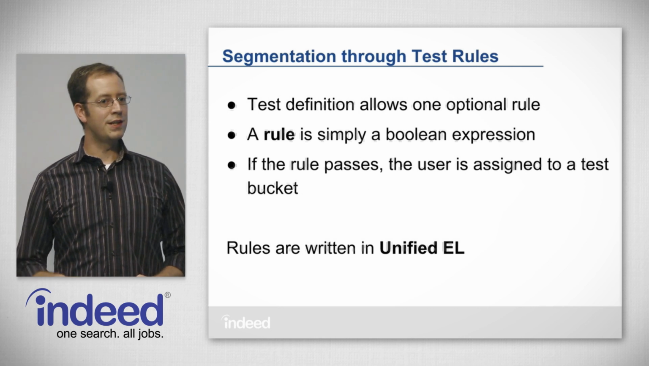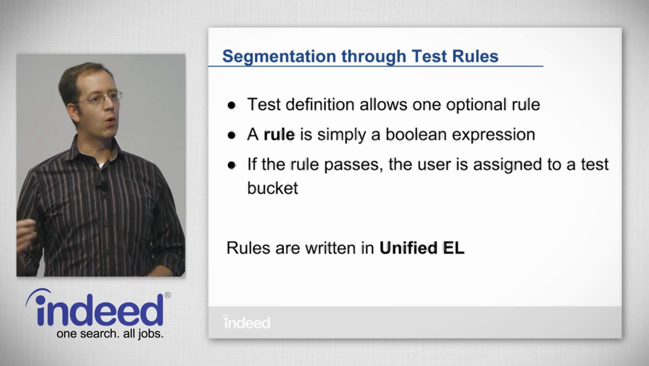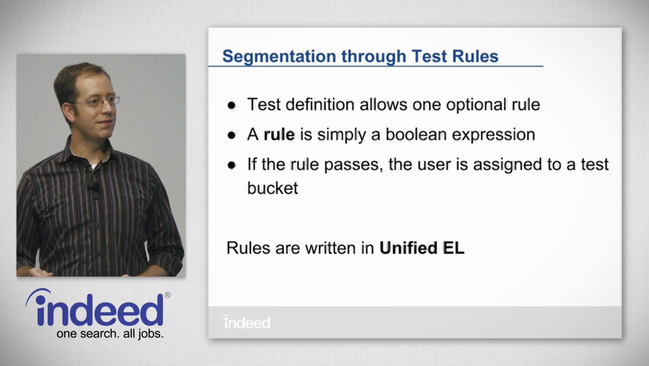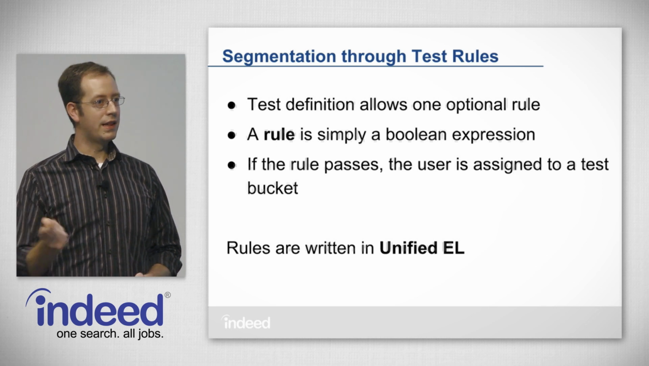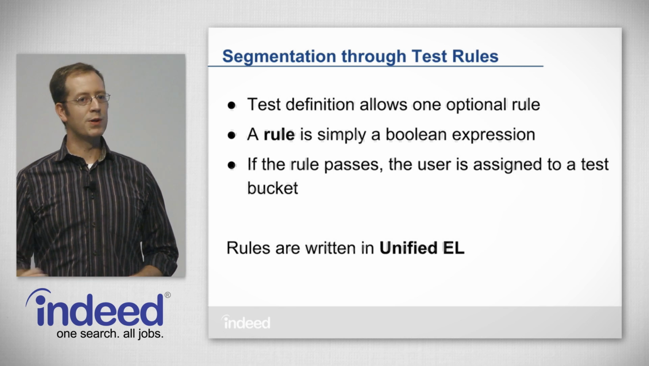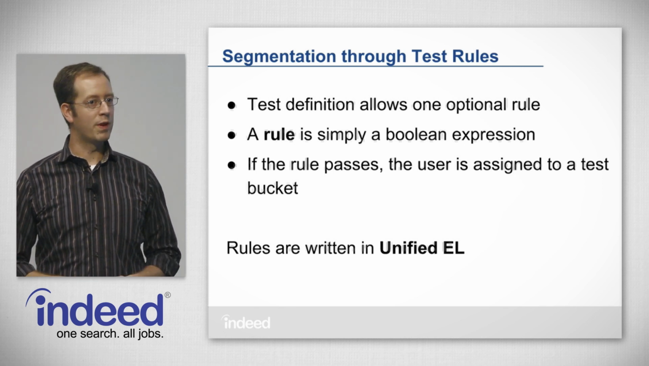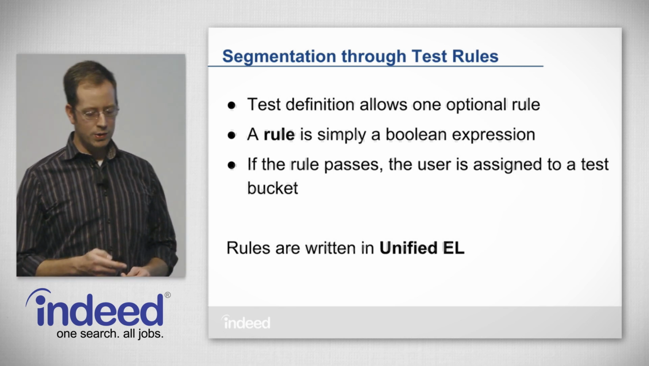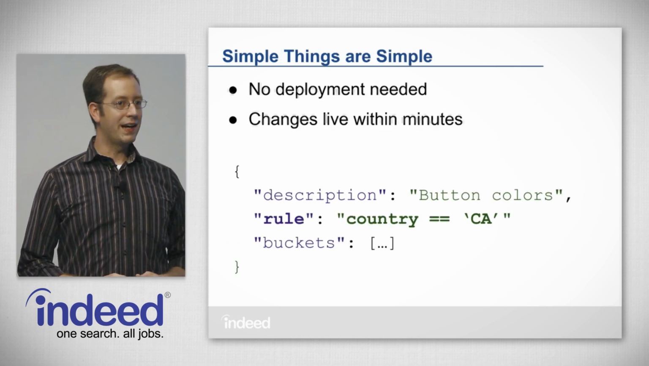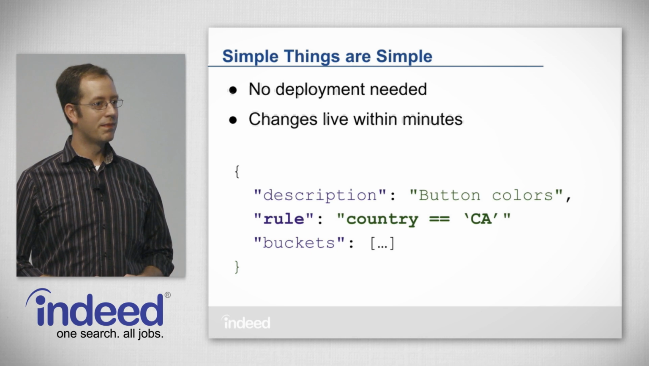Every test definition in that global pool has 0 or 1 rules. If it has a rule, that rule is just a Boolean expression. If the expression passes, returns true, then that user is assigned a value for that test, assigned a bucket for that test. If the expression returns false, they're not. They're ignored for the purpose of that test. The rules are written inside the unified expression language. We like EL because simple things are simple.